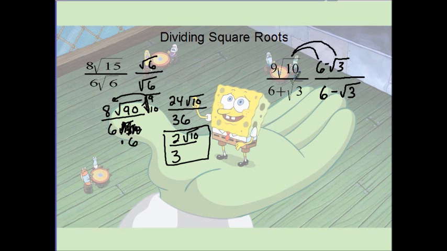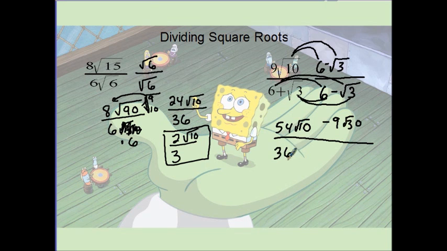9 root 10 times 6 minus root 3 is going to give me 54 root 10, outsides times outsides, smack on the inside, minus 9 square root 30. On the bottom, we're multiplying 2 binomials, so I'm going to have to FOIL. When I FOIL these binomials out, I end up with 36 minus 6 root 3 plus 6 root 3 minus the square root of 9. We want to clean this up.